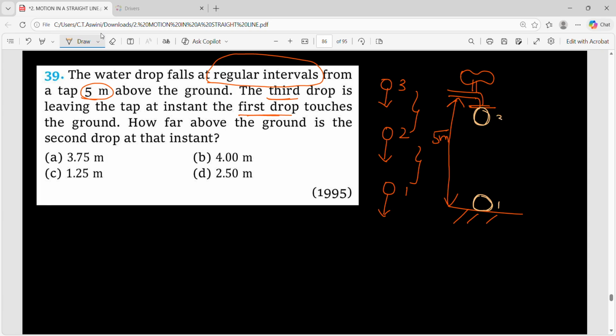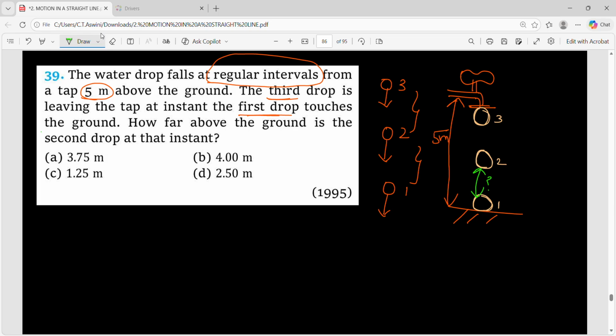This is first drop. This is third drop. Now, where will be the second drop? It will be here, right? In between 1 and 3. This is the second drop. How far above the ground is the second drop at that instant? So what we have to find here? We have to find this distance. This is the question mark. How much is the distance from the ground to the second water drop? That is the question. So what shall we do?